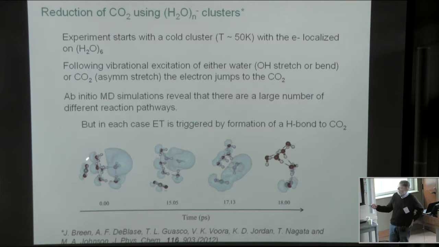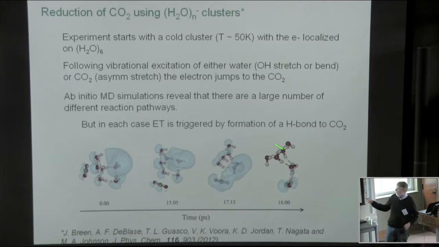So the electron is mostly on the water. 15 picoseconds later, it's mostly on the water. It begins to delocalize in this trajectory at 17 picoseconds. But you notice what happened. One of the waters made a hydrogen bond to the CO2. It turns out if you work out the thermochemistry, even with the bending, it's not favorable for the electron to go to the CO2 unless it's engaged in hydrogen bonding. So that hydrogen bond makes the CO2 a better electron acceptor, and that's the trigger for this process. And then it goes on and totally localizes over into the CO2.